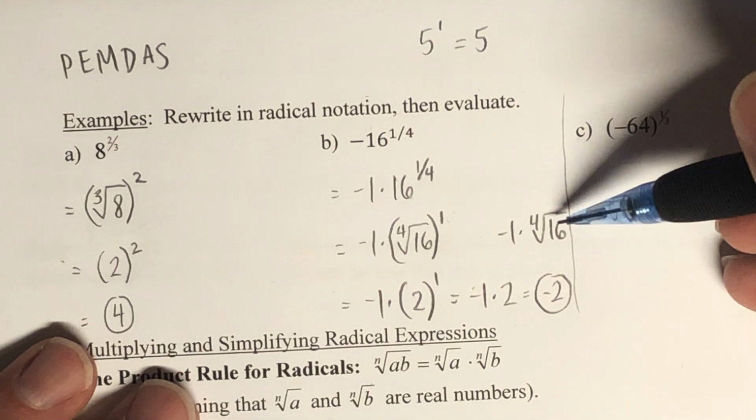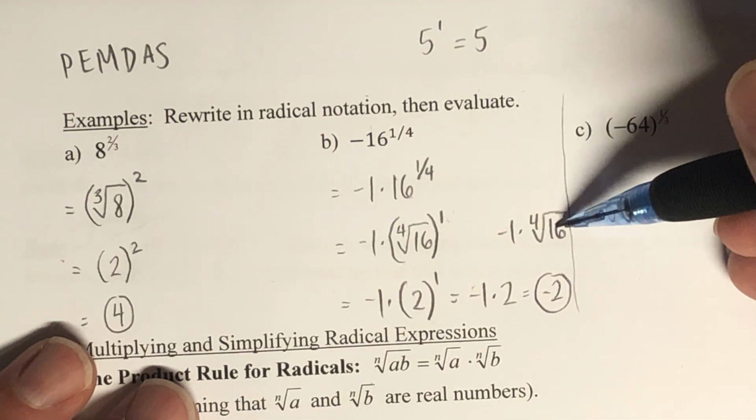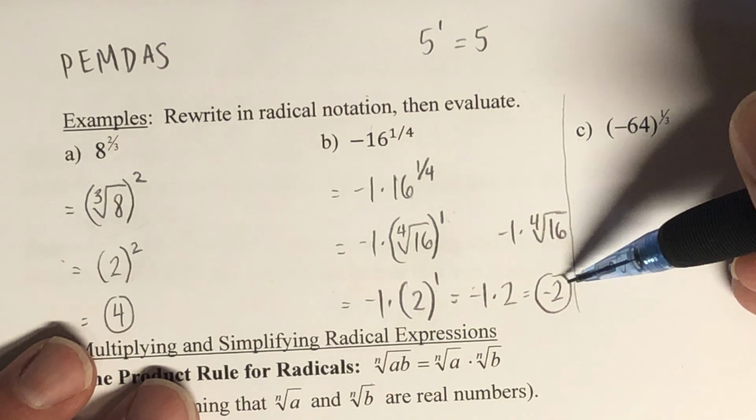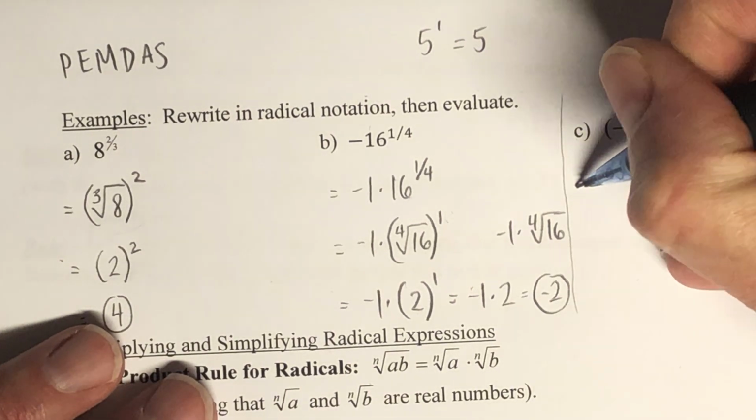And if you did it this way up here, it would have been the same thing. It would have been -1 times the 2. This would have been equal to 2. And then you would have gotten the same answer, -2. Okay. Let's do one more here.